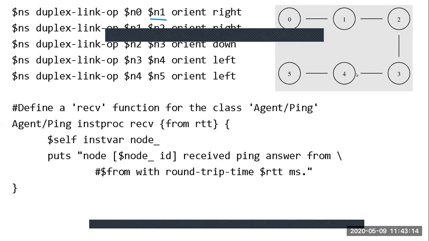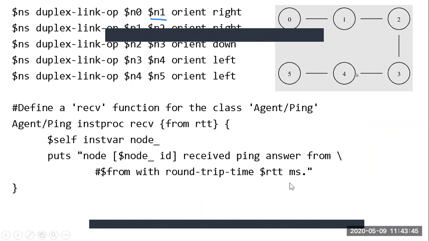What it will do, it will first create an instance variable called a node, and that node_ is nothing but the starting address of the ping. And from is nothing but, so this is the target. Target means the final destination. So it will go from this start and it will go to the end.